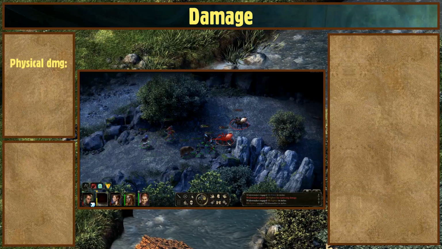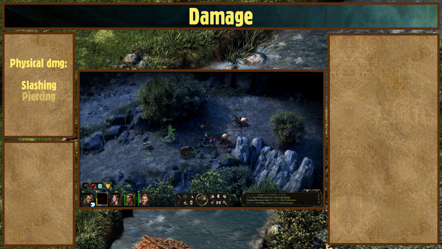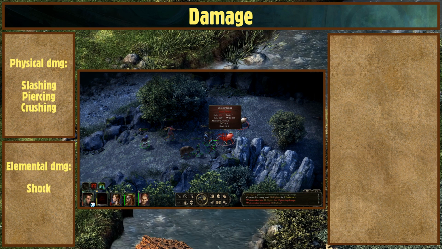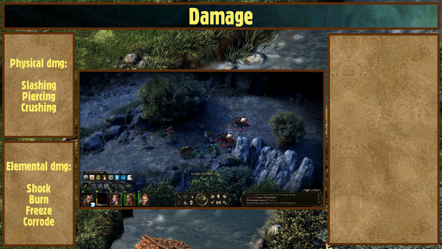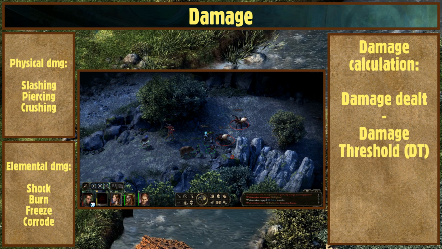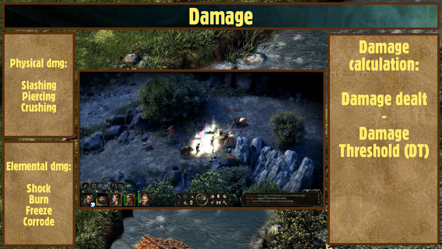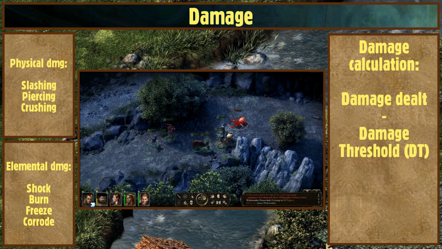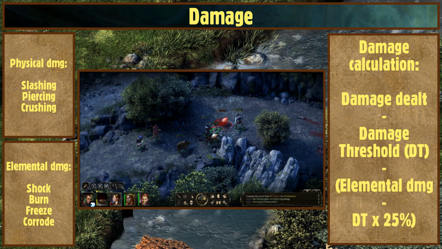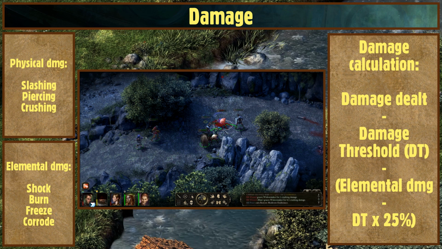There are 3 types of physical damage: slashing, piercing, and crushing, and 4 types of elemental: shock, burn, freeze, and corrode. The amount of damage taken is going to be reduced depending on the defender's damage threshold, or DT, influenced by the armor. Additional elemental damage from a weapon is always resisted by 25% of the target's DT.